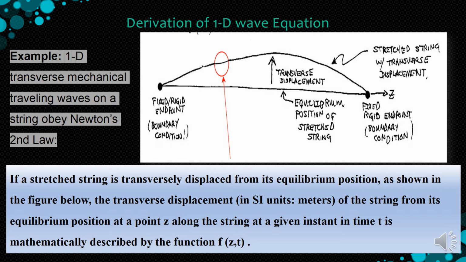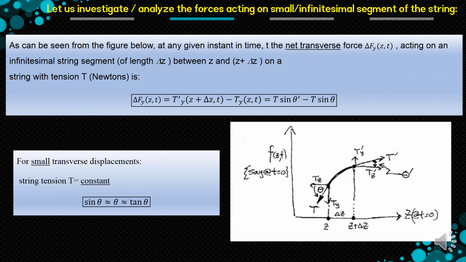If a stretched string is transversely displaced from its equilibrium position as shown in the figure below, the transverse displacement of the string from its equilibrium position at a point z along the string at a given instant in time t is mathematically described by the function f of z of t. So let us analyze the forces acting on a small infinitesimal segment of the string.